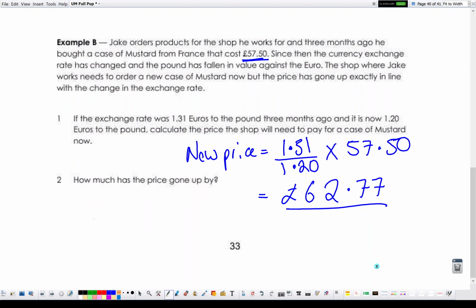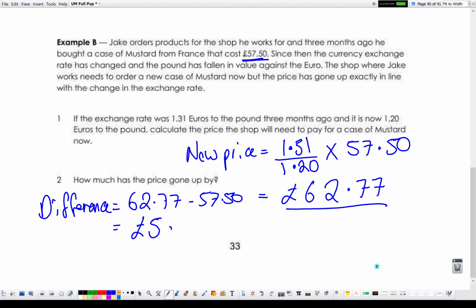So we'll just finish this question off though. How much has the price gone up by? Well, that's quite simply, you take the new price and you take away the old price. So the difference is £62.77, take away £57.50. And that's a difference of £5.27.